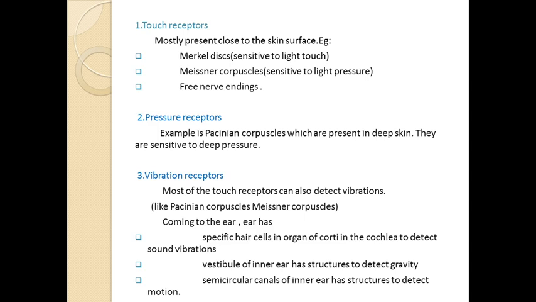Specific hair cells in the organ of Corti in the cochlea detect sound vibrations. And second, the vestibule of the inner ear has structures to detect gravity. Actually, the structure is the macula. And then the semicircular canals of the inner ear have structures to detect motion. Actually, that structure is the cupula. So they are the three examples of vibration receptors.